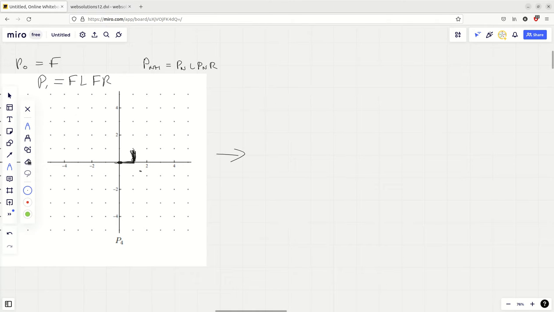Now I'm going to use exactly the same principle to work out how to get from P1 to P2, because this formula still holds. It's always the same thing. You basically repeat the command you did before, turn left, and then do the same command again.